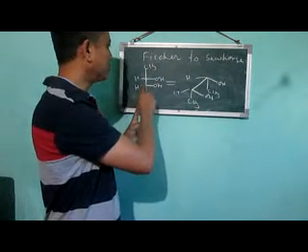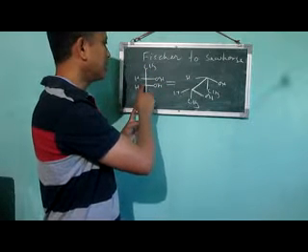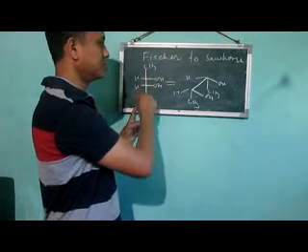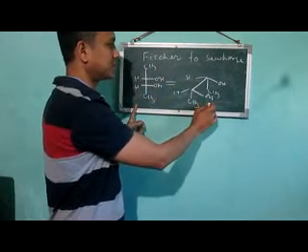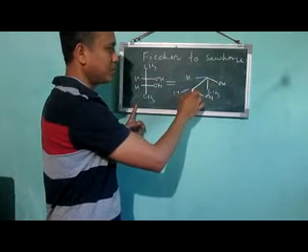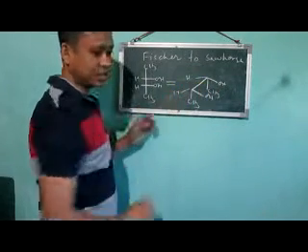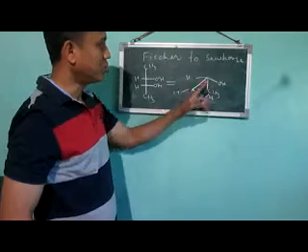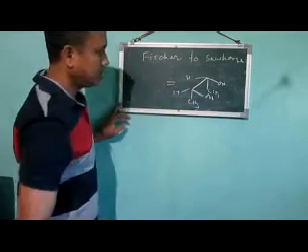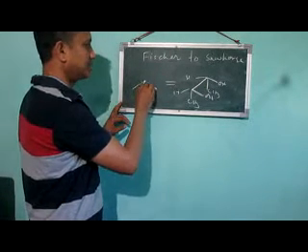In this Fischer projection formula, these two are horizontal bonds and these two are vertical bonds. So when we write the structure in Sawhorse, we have to write the middle bond diagonally, the two vertical bonds will be downward, and these two bonds will be like this. After this, you can see that this molecule is actually in eclipsed form. In the last class I showed you that eclipsed structure.